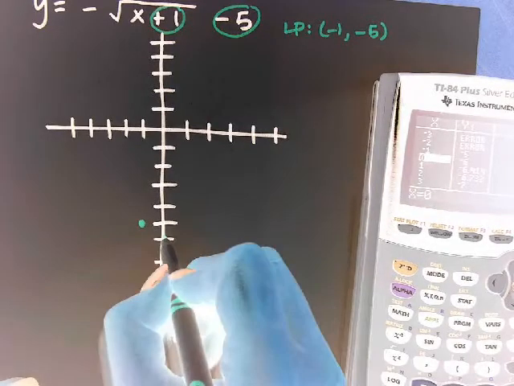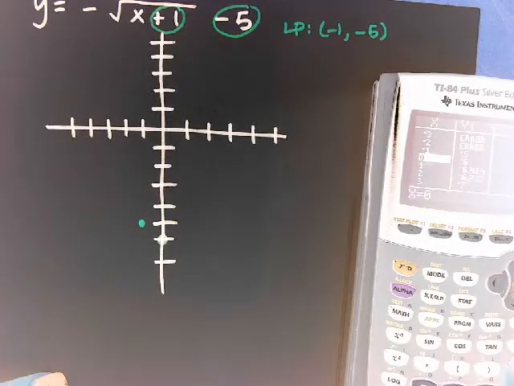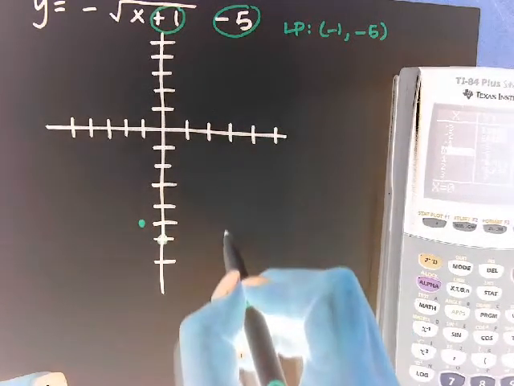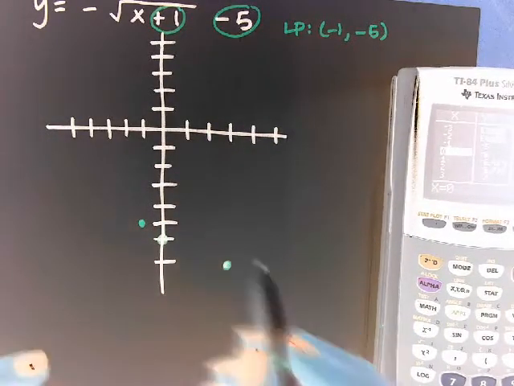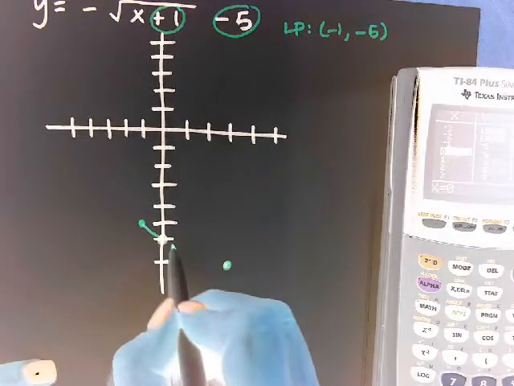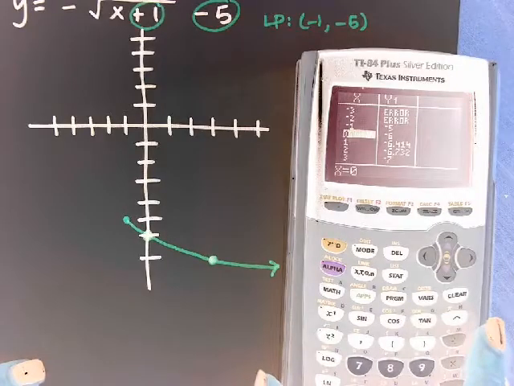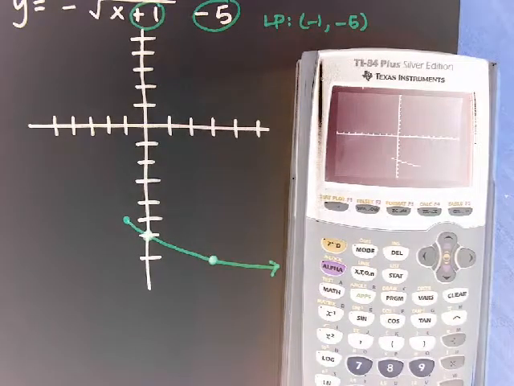So here's 0, -6. Then I have 3, -7. 1, 2, 3, -7. And so my graph looks like this. You can go ahead and hit graph if you want to verify that. There we go.